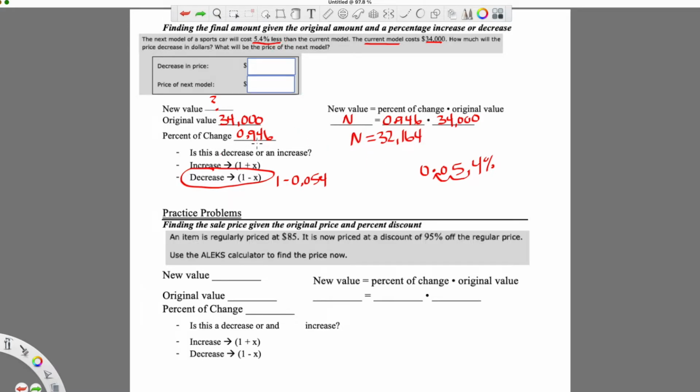Now, this is the price of the next model. So this was one of the questions, one of the ones I need to fill in on Alex. It was also asking, what's the decrease in price?